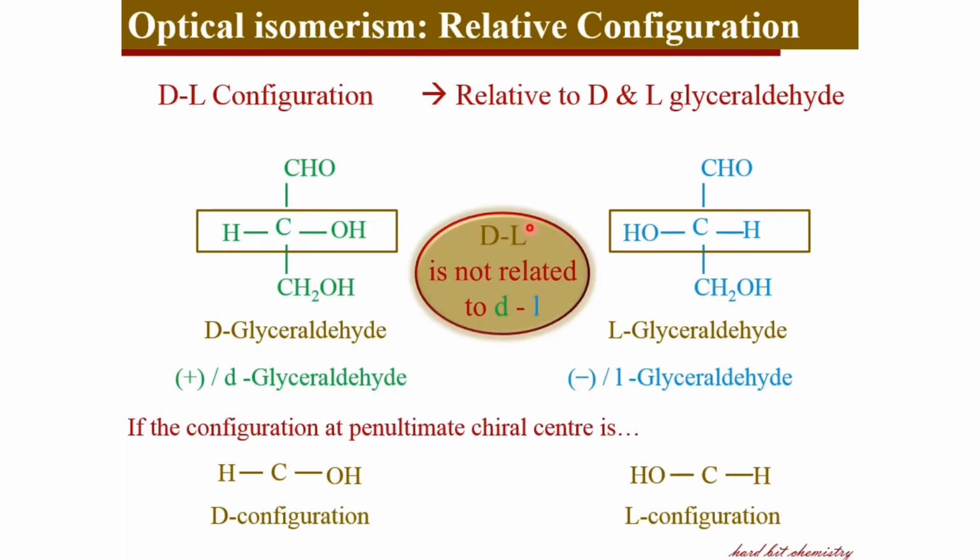The capital D and L is the configuration which is assigned based on the structure, the three-dimensional orientation of atoms or groups about the chiral carbon. On the other hand, the small d and l, the dextro and levo, are assigned based on the measurement of optical activity of the molecule. So in general, the DL configuration and the dextro-levo isomers are not related.